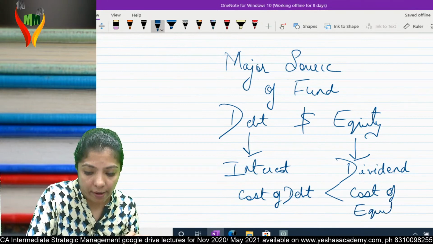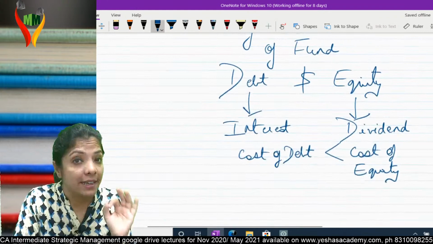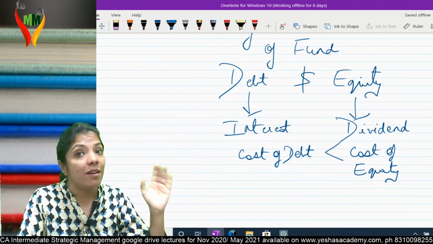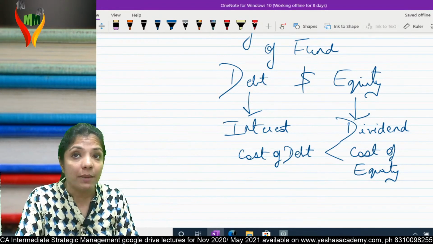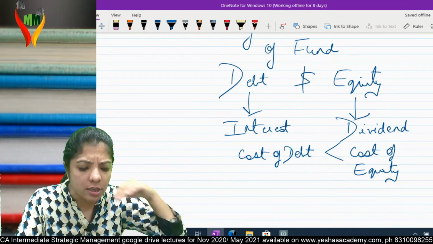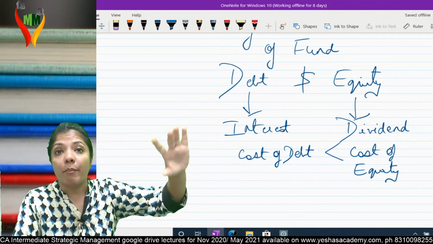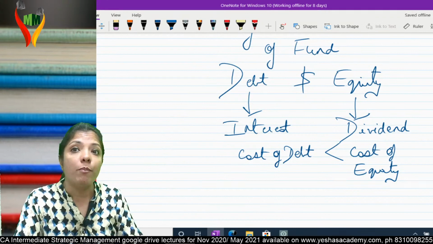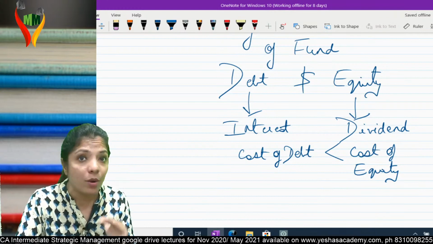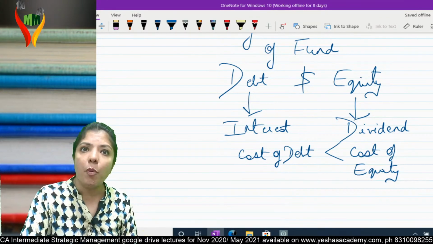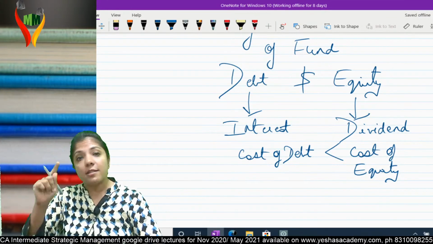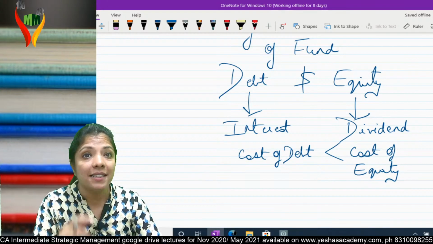Now we always know that cost of debt is less than cost of equity. This is an FM point. For debt, the interest rate is fixed. So cost of debt is always less than cost of equity, because for equity you pay dividend, and assume the dividend percentage is fixed, but the amount will vary because it depends upon the profit. So more the profit, more the dividend. You agree to this point? 100% cost of debt is less than cost of equity.